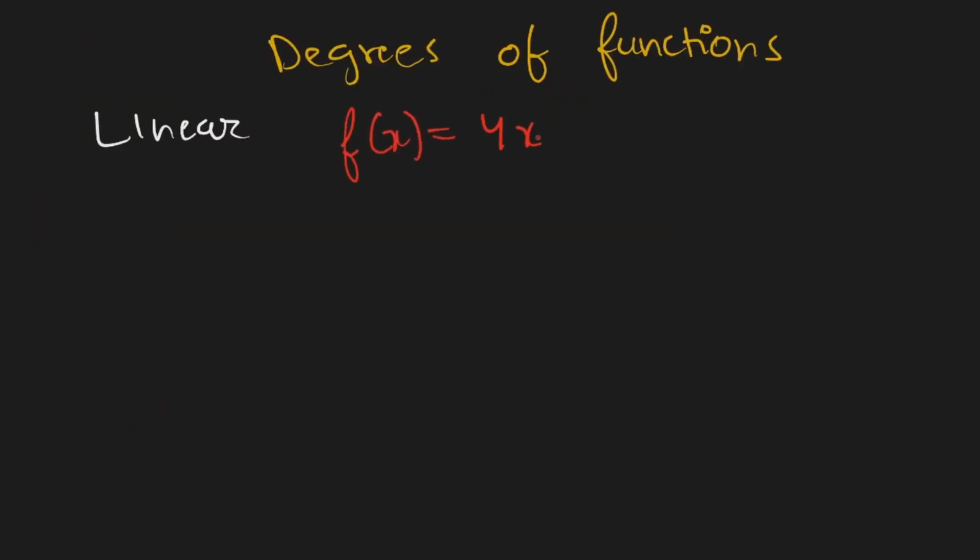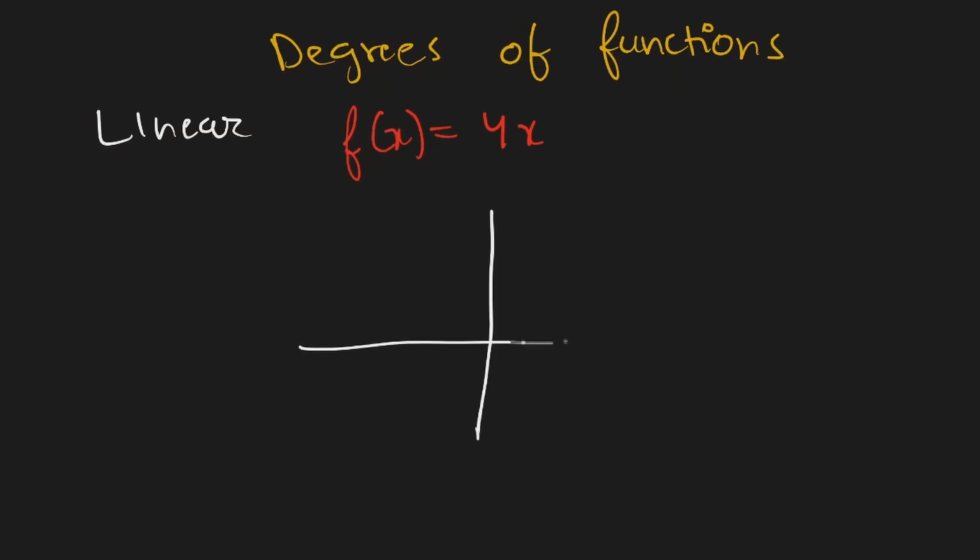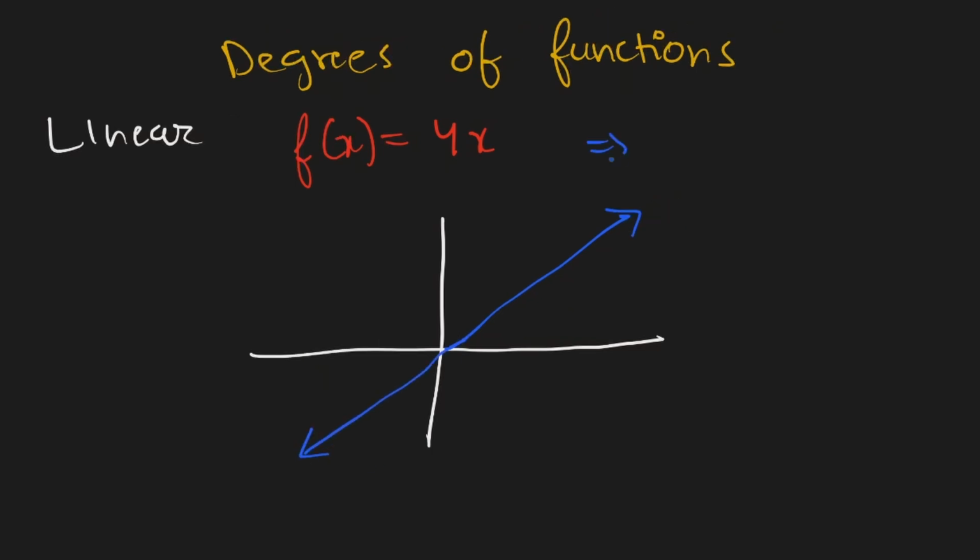Now, degrees of a function is a very easy topic to do. The only thing that you need to pay attention to is the power of the given unknown. So here we have 4x and the power of x here is 1. So this is a linear function, and if you draw the graph, you can see it grows linearly. As the value of x grows, so will the graph.